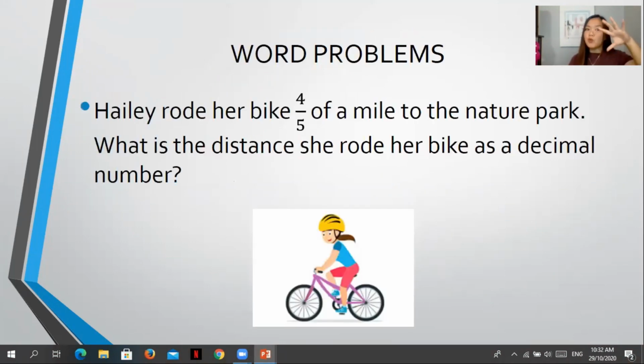Let's proceed to word problems now. So, Hailey rode her bike 4/5 of a mile to the nature park. What is the distance she rode her bike as a decimal number?